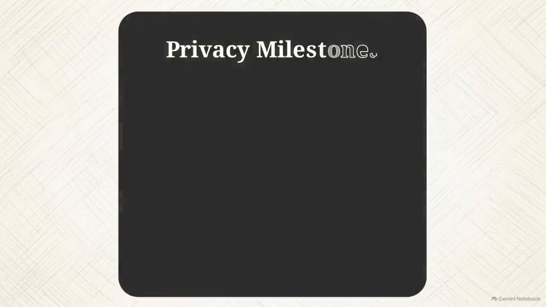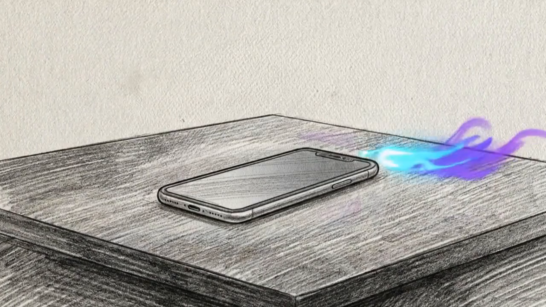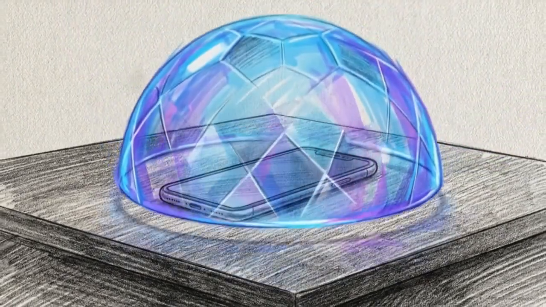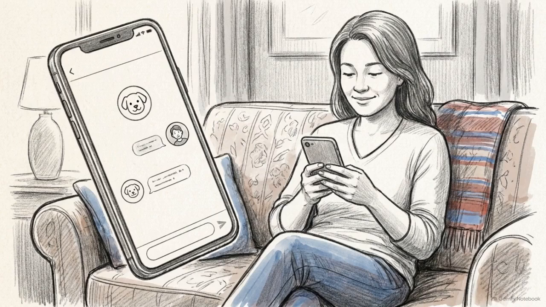This visual confirms our 5 milestones are complete. We secured message requests, disabled active status, restricted our story audience, mapped out escalation protocols, and revoked app permissions. Maintain this defensive mindset as you use your device. Pause, verify your settings, assert control, and protect your data. Taking active control over access, visibility, and shared data guarantees a safer, quieter Messenger experience.